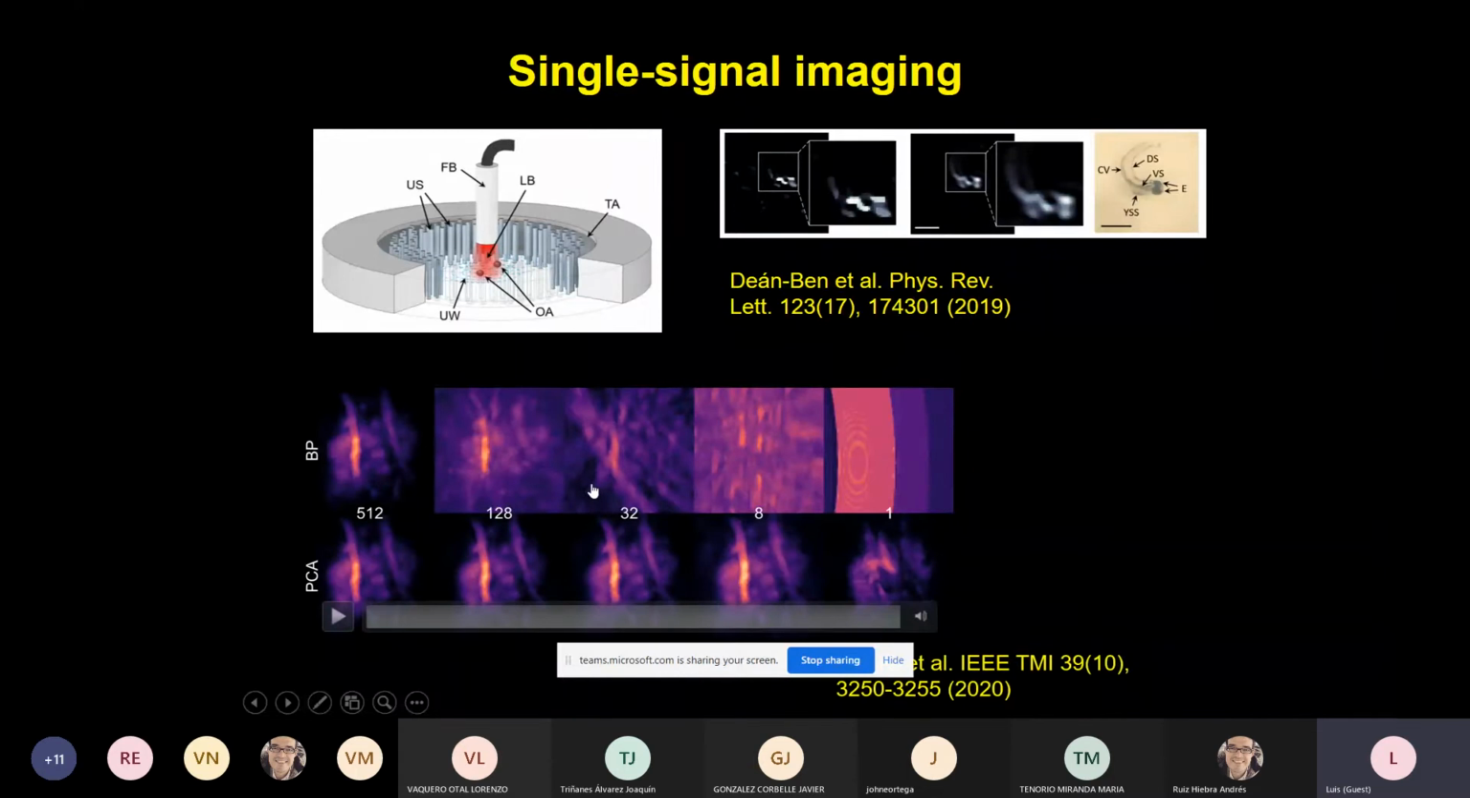And another example of imaging with only one element is shown here. This is based on PCA, which is also considered, or can be considered, a machine learning approach.